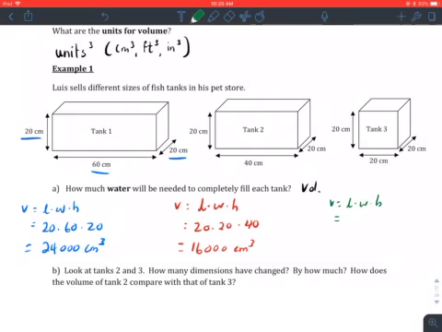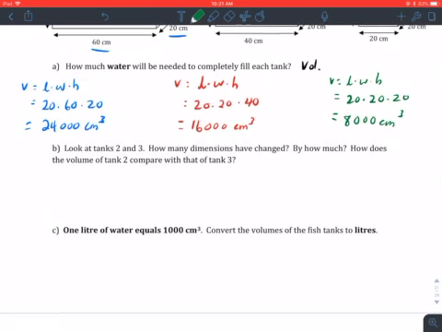Length, width, height. And if I look at this last third one, all dimensions are 20, so this is now a cube. And I get 8,000 centimeters cubed. Okay, so now we have how much water is needed to fill every single tank.